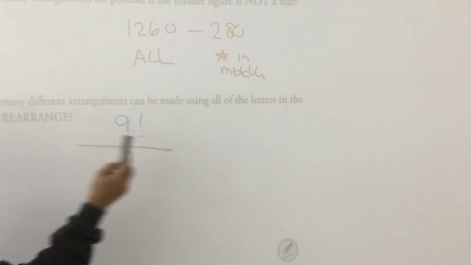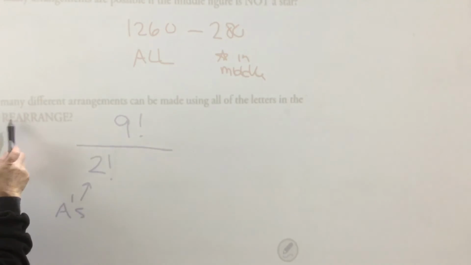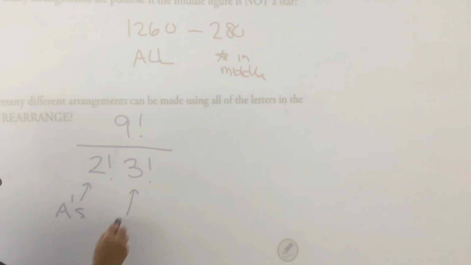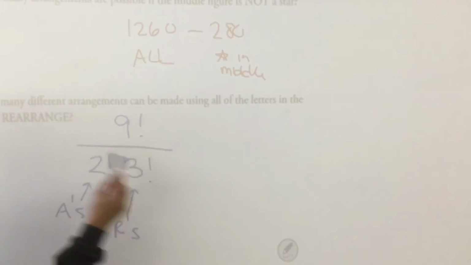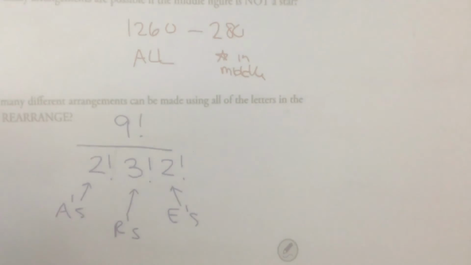So I have 2 A's, I have 1, 2, 3 R's, and I think that's it for my total. Nope, I have 2 E's. And I could put that in my calculator.